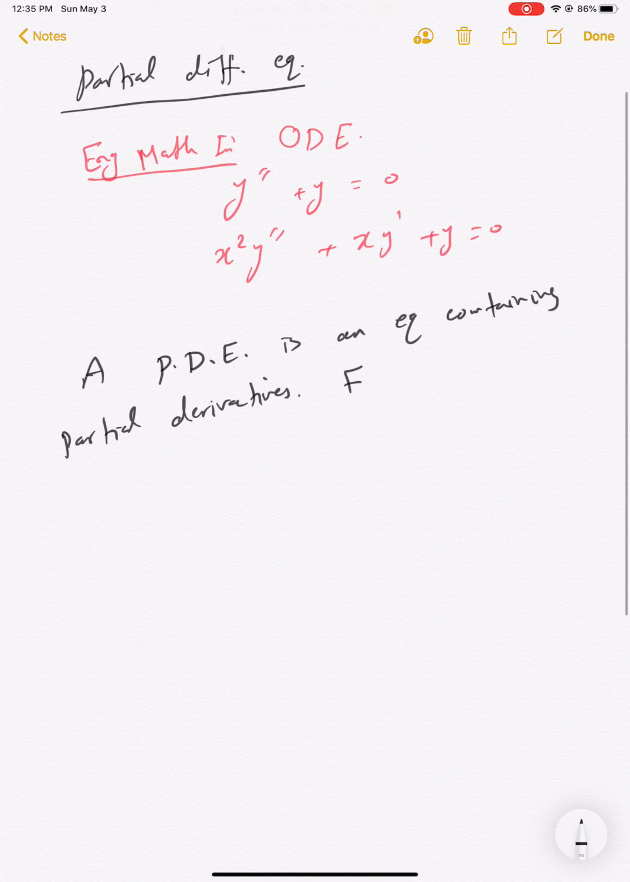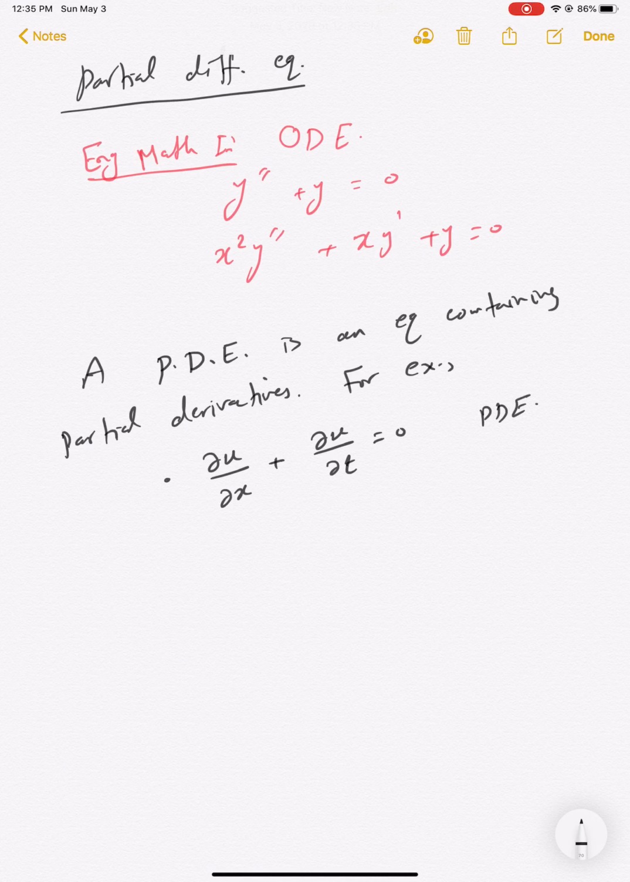For example, let's say partial u with respect to x plus partial u with respect to t equals 0. This is a partial differential equation. Why? Because in this equation, we implicitly understand that we're dealing with a function u, which is a function of x and t. When you differentiate it partially with respect to x, plus partially differentiate with respect to t, you get 0. This is an equation with partial derivatives, so it is a partial differential equation.